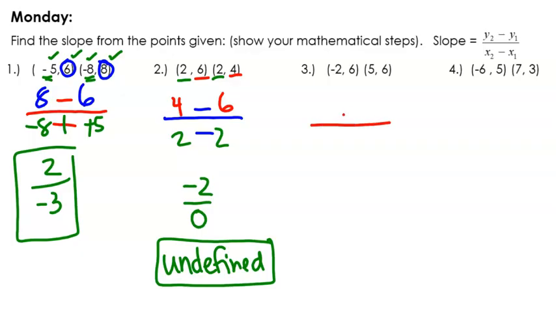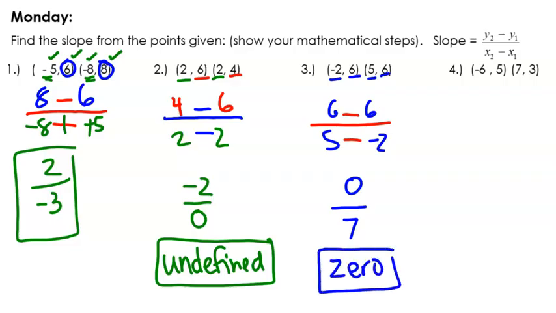Number 3. Start with your giant subtraction fraction and do y minus y over x minus x. This time, we get a 0 in the numerator. And a 0 in the numerator means that the answer is actually 0.